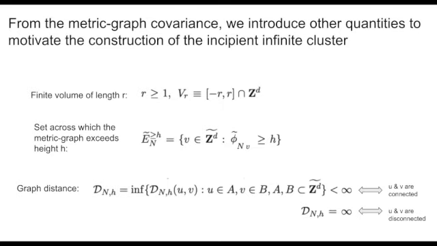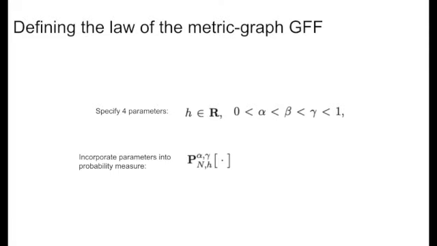And from these quantities that were given in the previous slide, we can define the law of the metric graph GFF by specifying the following 2 items. First, we'll need to specify 4 parameters, which is given by h, which is some real parameter, as well as 3 other parameters, alpha, beta, and gamma, which are strictly between 0 and 1 in ascending order. And we can incorporate these parameters into the probability measure that's given for the metric graph Gaussian-free field by this quantity.